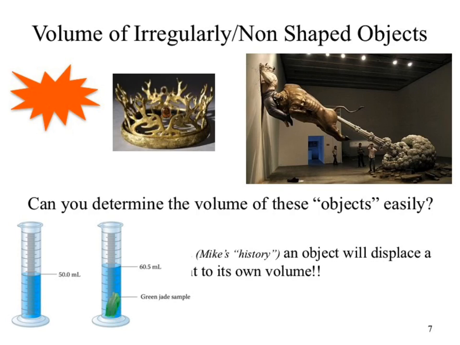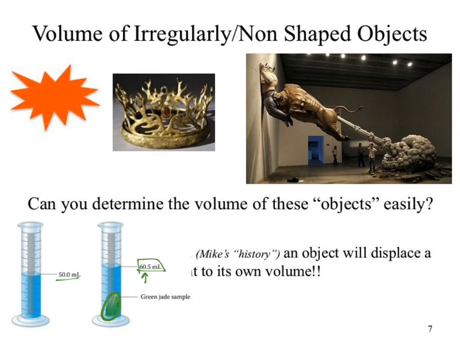An object will displace an equal volume. So if I take a look at that jade sample, at least your textbook calls it a jade sample, which is that green thing in the water there, and I want to know the volume of that object, I can take a graduated cylinder with some water in it, 50 milliliters of water to be exact. When I drop the jade sample in, it's going to push the water away equal to its volume, which means the volume increases to 60.5.